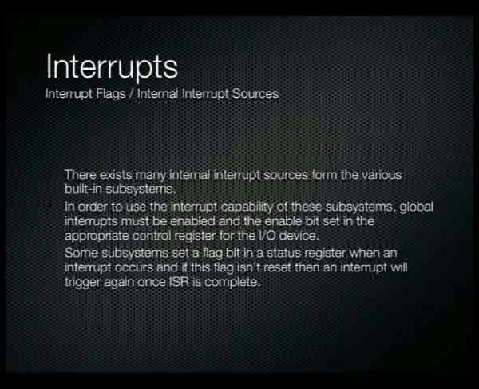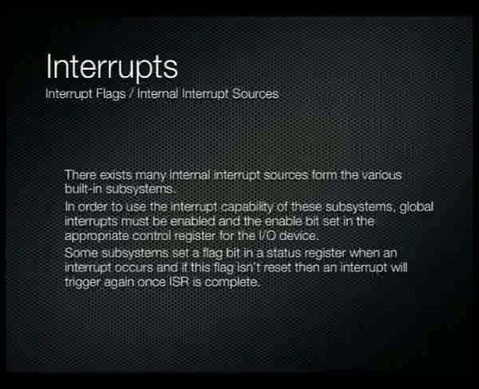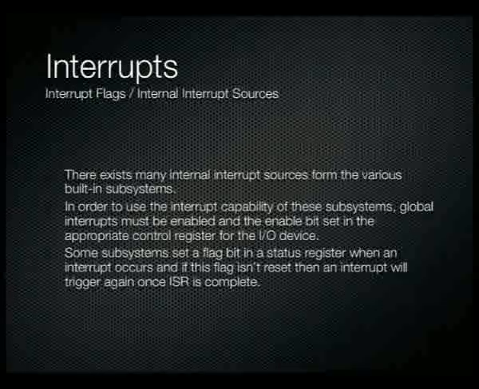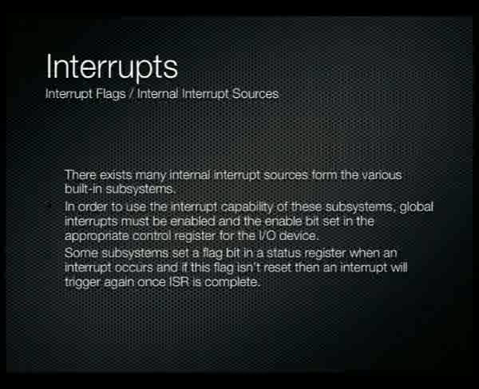Some subsystems set a flag in a particular status register when an interrupt occurs. If this flag isn't reset during that interrupt service routine, then effectively it triggers again. A good example of a subsystem that does that is the timer overflow subsystem. When the timer overflow subsystem generates an interrupt, it sets a flag in one of its registers. If you don't reset that flag, then the second you leave that interrupt, you're back in there instantly again. So you've got to be very careful when you're dealing with subsystems. You've got to see whether they set interrupt flags. If they do, you need to ensure that you clear them inside your interrupt service routine. If you fail to do that, you're back in there instantly again. So you've got to be very careful about subsystems and whether they use flags.